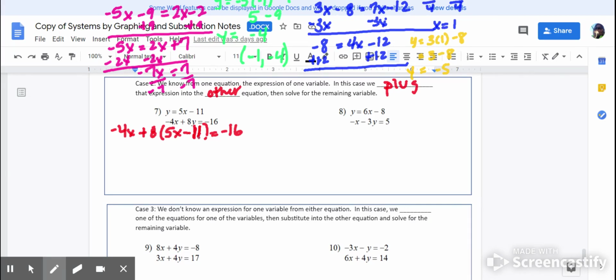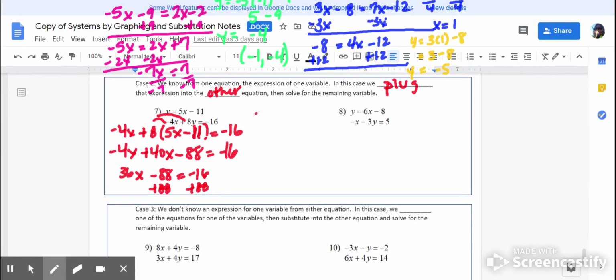Then I just want to distribute my 8. So I get negative 4x plus 40x minus 88 is going to equal negative 16. And I combine my like terms, so I have 36x minus 88 equals negative 16. Add 88 to each side. I get 36x equals 72. We divide each side by 36.